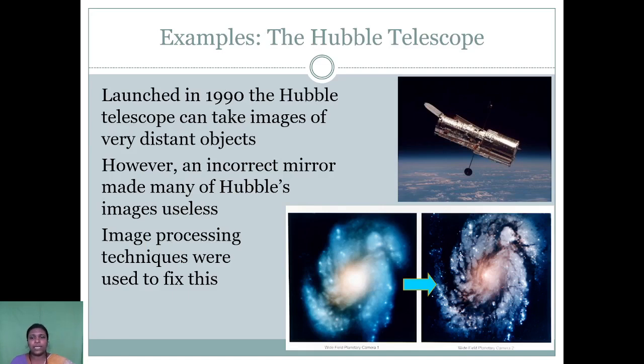And the next example is the Hubble telescope. Launched in 1990, the Hubble telescope can take images of very distant objects. However, an incorrect mirror made many of Hubble's images useless, and image processing techniques were used to fix this. The Hubble telescope took some images that were useless, so by using image processing techniques, they fixed this and obtained improved image quality.